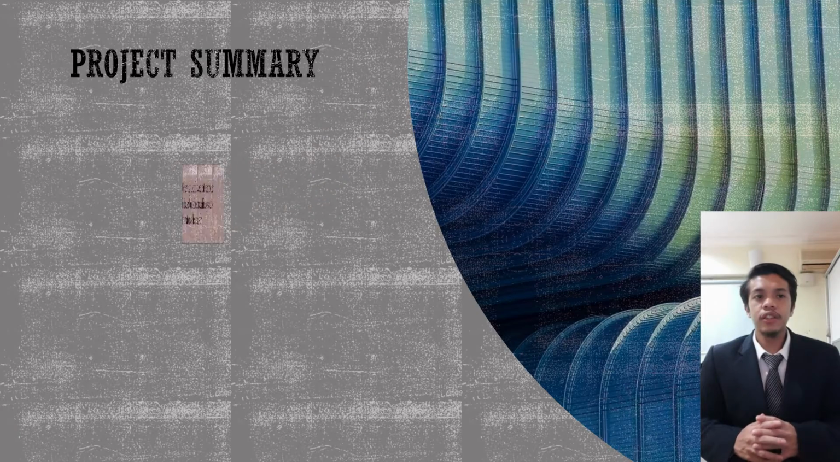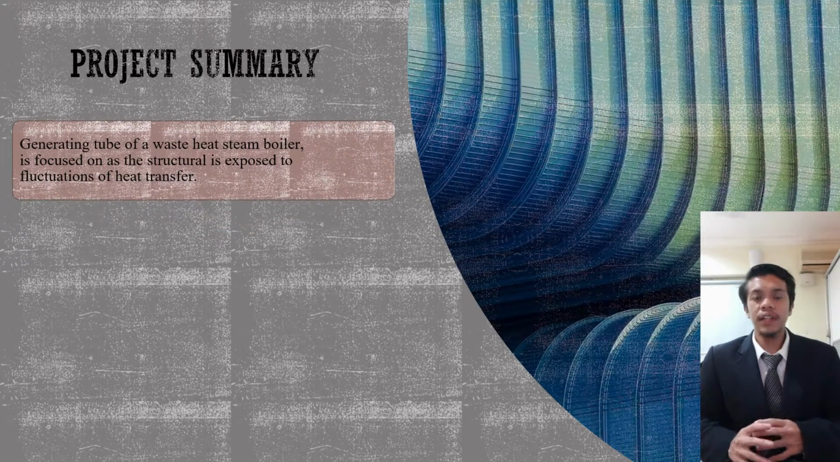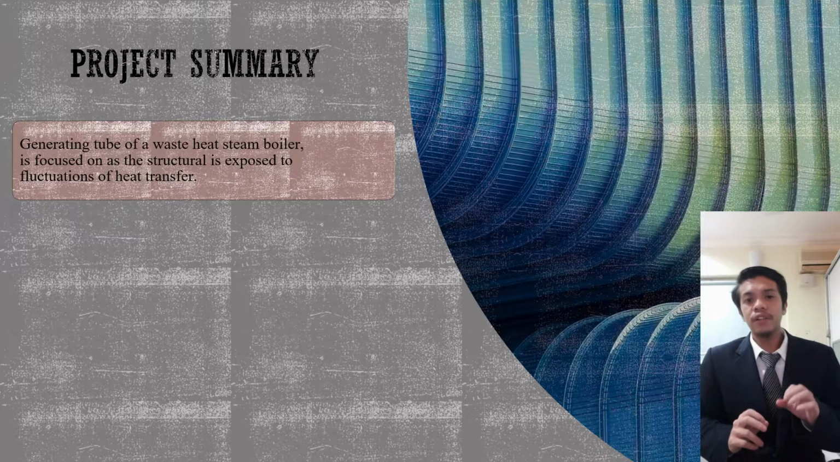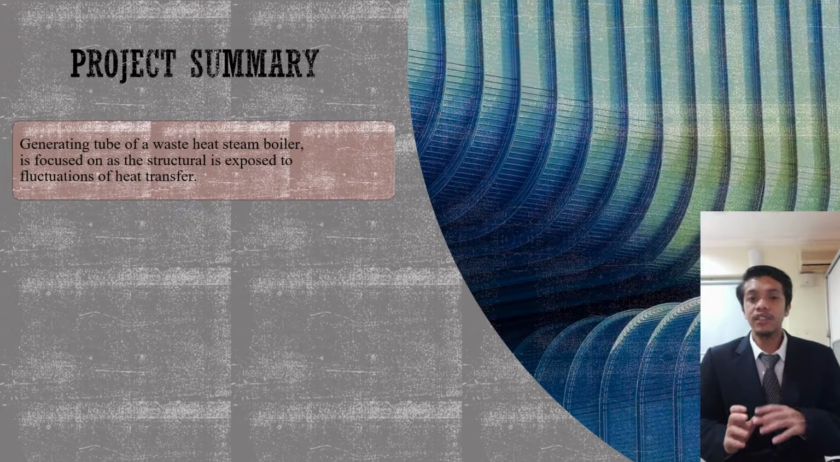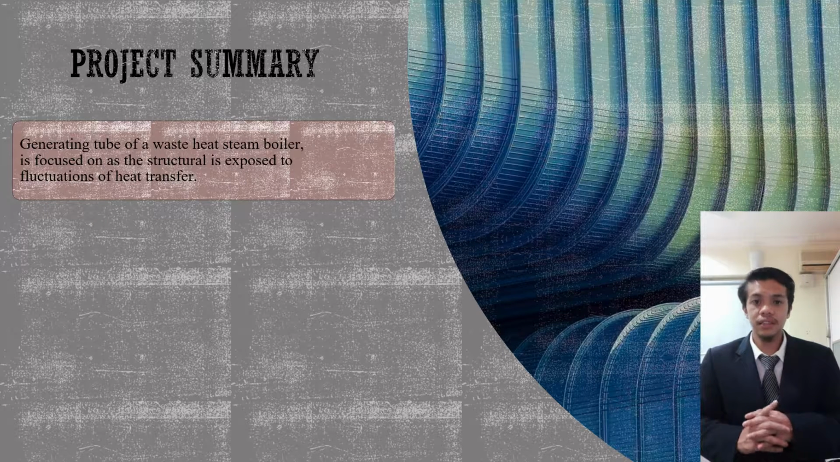Firstly, the generating tube of a waste heat steam boiler is focused on as the structure is exposed to fluctuations of heat transfer. Most of modern industrial sectors require steam as part of their energy sources. This is because steam is the most abundant as well as a renewable type of energy. In converting steam into an energy source, the process of high temperature and high pressure is needed. Therefore, from time to time, this condition would cause several damage mechanisms to the downcomer structure, such as steam cut.